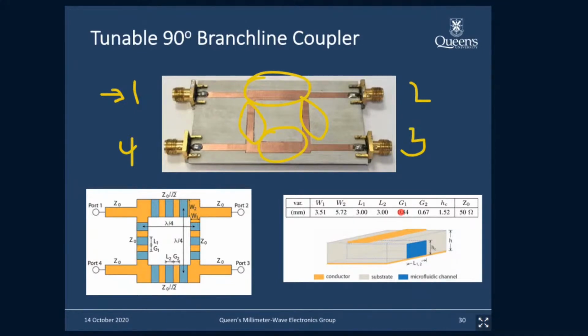Now, in the standard branch-line coupler, each one of these arms I've circled has a length of a quarter wavelength. So this is tuned at a center frequency whose quarter wavelength is given by the length of these transmission lines. In order to tune the center frequency of this power coupler, we want to fill these channels underneath with water or some other fluid. In fact, in this case, we use ethyl acetate because it's less lossy.